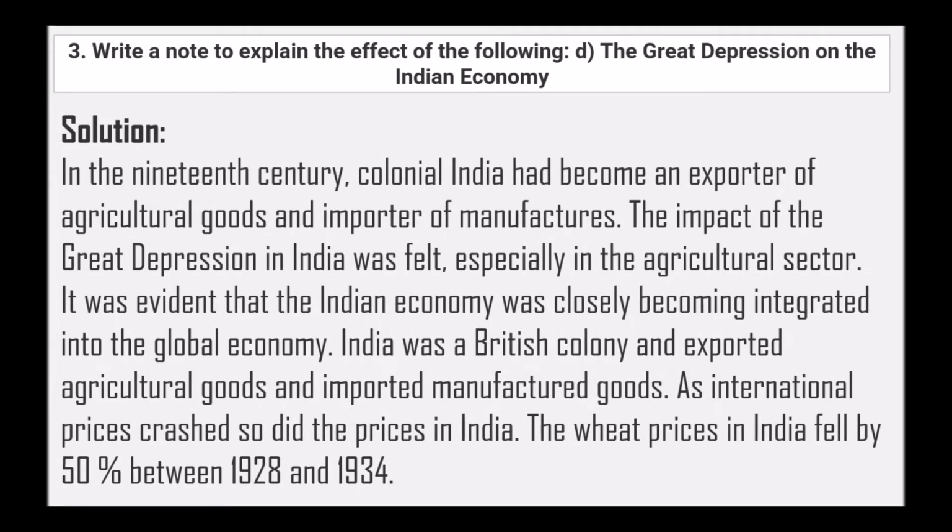Write a note to explain the effect of the Great Depression on the Indian economy. In the 19th century, colonial India had become an exporter of agricultural goods and importer of manufactures. The impact of the Great Depression in India was felt especially in the agricultural sector. It was evident that the Indian economy was becoming closely integrated into the global economy.